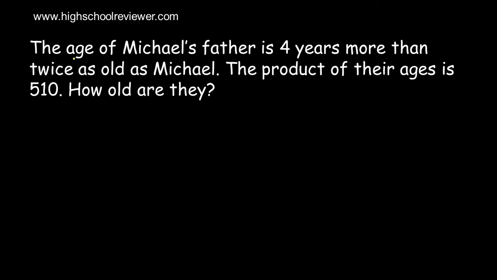Again, let us understand the statement. The first statement is about the age of Michael's father, which is 4 years more than twice as old as Michael. So we can see here that the age of Michael has no statement. This means that we can safely represent the age of Michael with the variable x. x here will be the age of Michael.